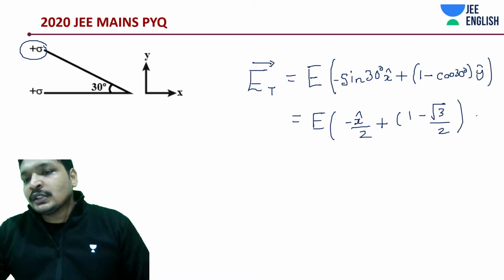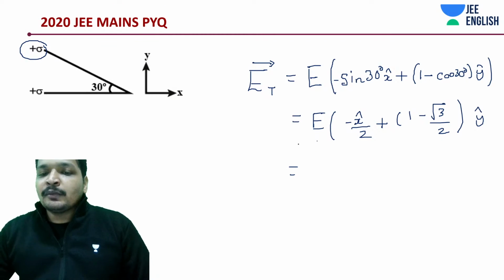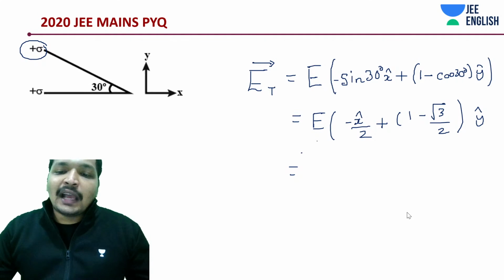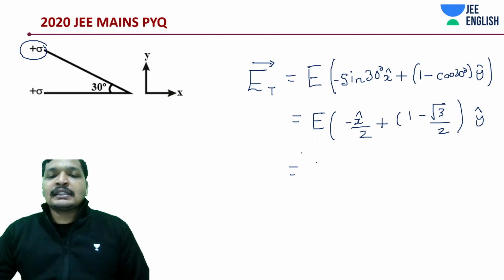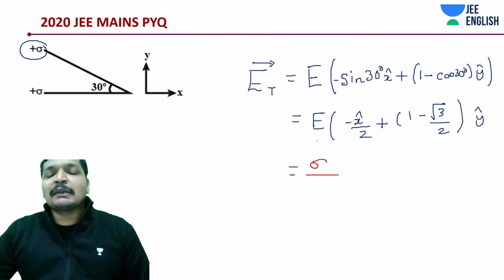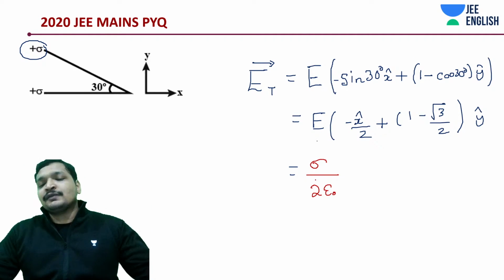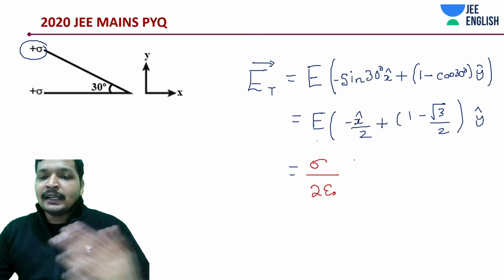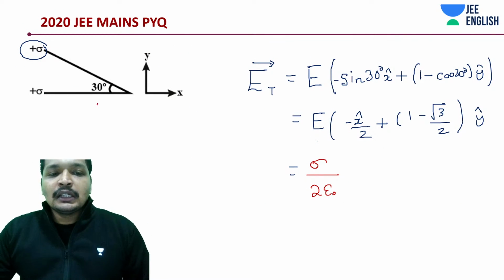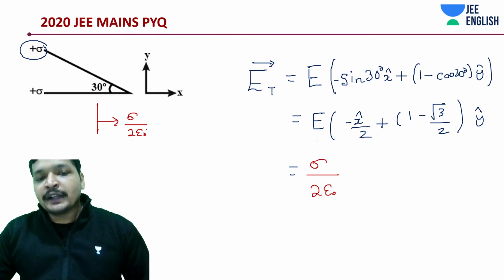And one more thing: what is the value of E? The value of E is sigma by 2 epsilon naught, right? There can be questions where the answers would be intentionally given as sigma by epsilon naught. Don't make the mistake. From the revision point of view, the field due to a given plate is sigma by 2 epsilon naught, not epsilon naught. Don't forget the 2.